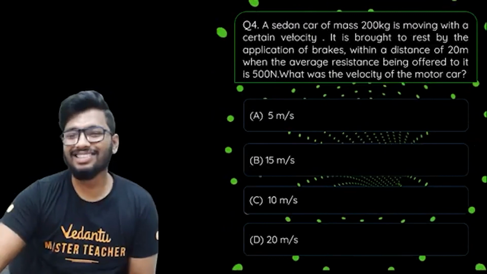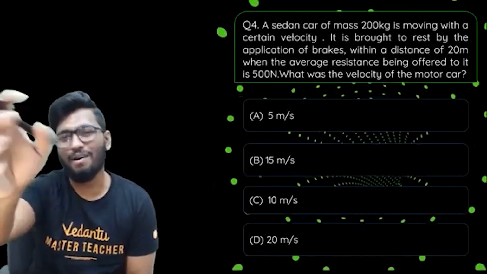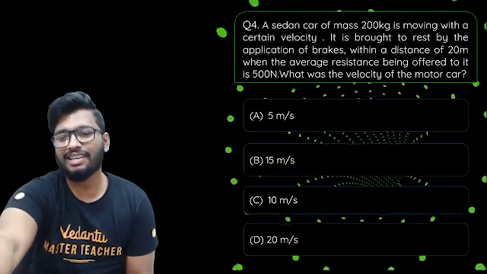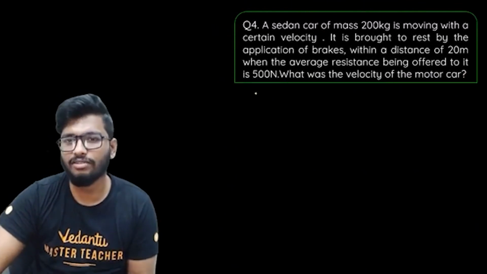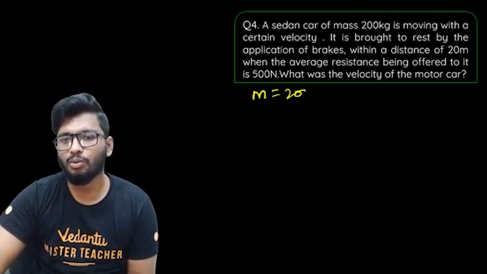Alright, so mass is given. Okay, let's try to do this. Your options are 5 meters per second, 15 meters per second, 10 meters per second, or 20 meters per second. Let's try to solve this. Alright, so let's write down the given data first. Mass is given as 200 kg.